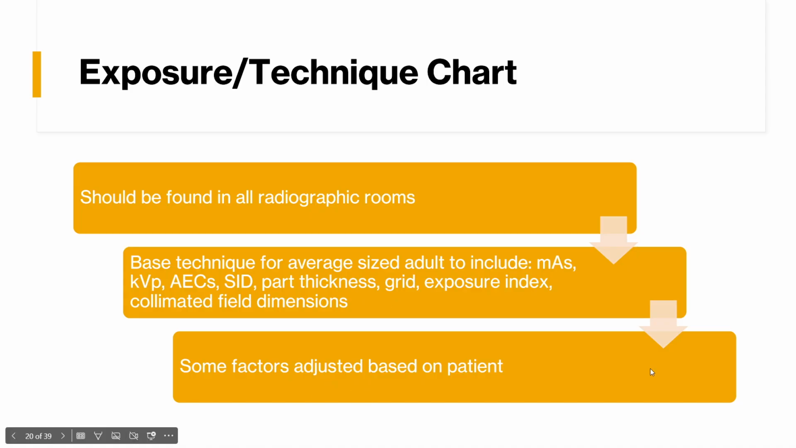Some factors will be adjusted based on the patient. Sometimes you'll use machines where you just type in, click that it's a chest, click that it's an average size patient, and it already has your mAs and kVp in the machine. I think it's a little bit more accurate if you are able to measure it and input that information yourself, because sometimes the machine is just not calibrated enough, and your version of average size might be different from someone else's.